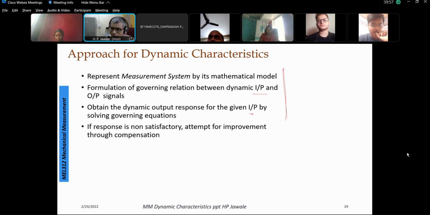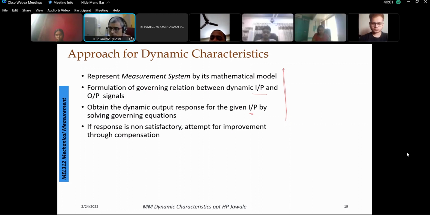If we are applying it and we find that the system is not giving the proper response, we will attempt improvement by the method of compensation. Though it is written very simply here, it is actually very difficult to compensate in dynamic condition measurements. In static condition, it was very simple.